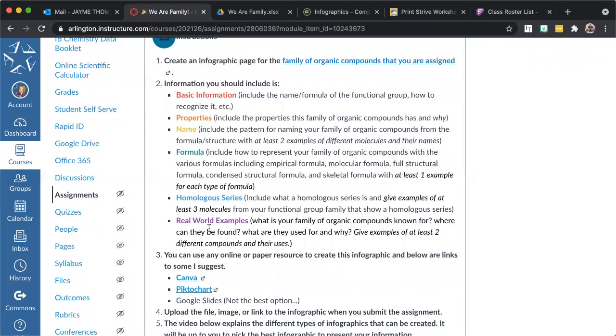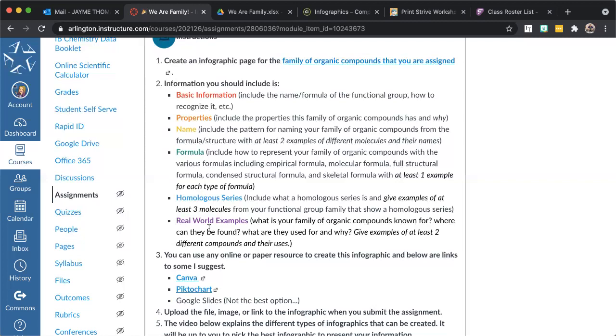Real world examples. So what is your family of organic compounds known for? A lot of them, if you do some research on the internet, have a lot of different varied uses. Some of them are used in medical things, some in biochemistry, some in oil and petroleum, some in manufacturing processes, and some in refrigerators. Some of them are used for all kinds of things. Some give flavors and scents to certain foods and certain perfumes and odors and things like that.